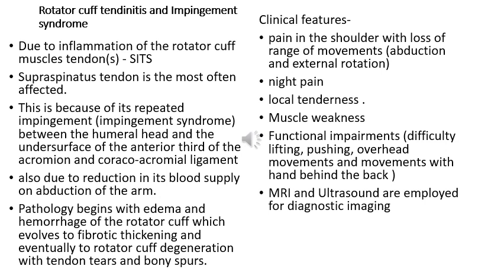So the common tendon of these four muscles unites at the shoulder joint, and impingement of this tendon between the bones is impingement syndrome or rotator cuff tendinitis. The most commonly affected is the supraspinatus tendon, because of repeated impingement between the humeral head and the undersurface of the anterior third of the acromion process and coracoacromial ligament. Not going much into anatomical details, the tendon is getting impinged in that area.